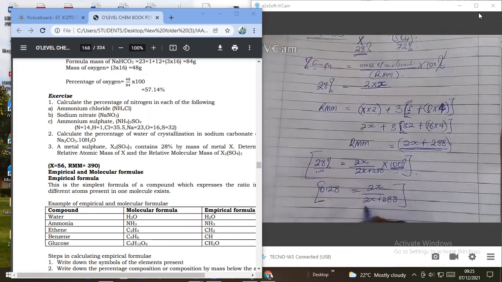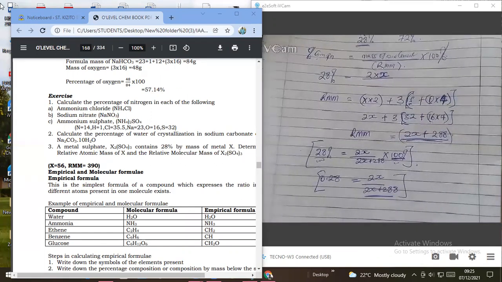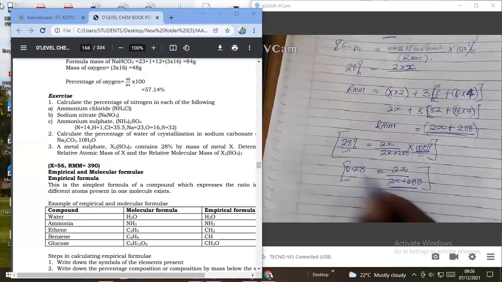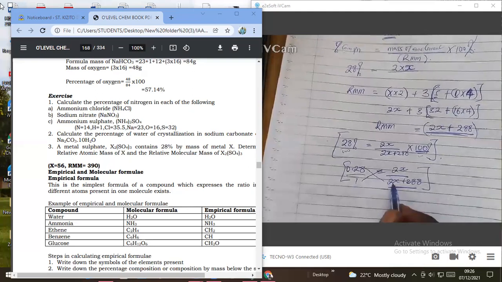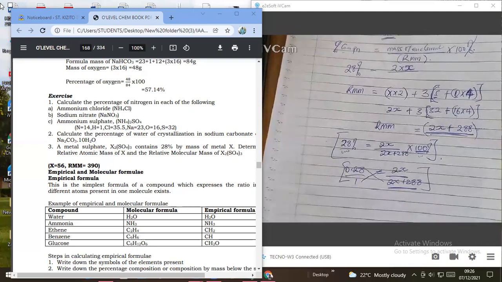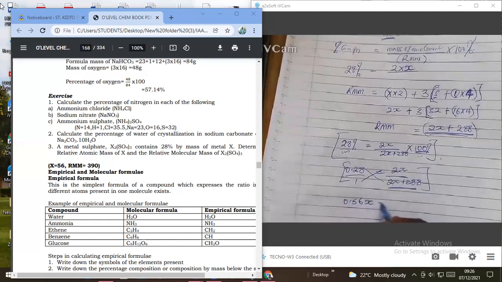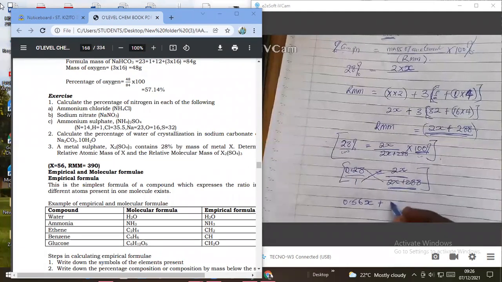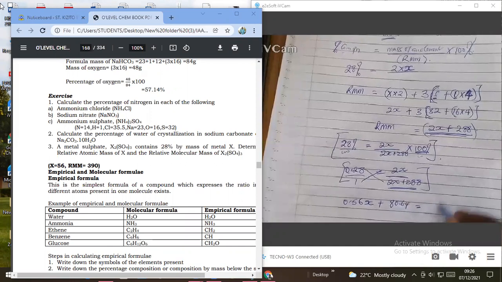If you solve this equation mathematically, what is the value of x? You cross multiply. This is 1, cross multiply. This is 2 times 0.28. You get what? You get 0.56x plus 0.28 times 288. You get 80.64, which is equal to 2x.